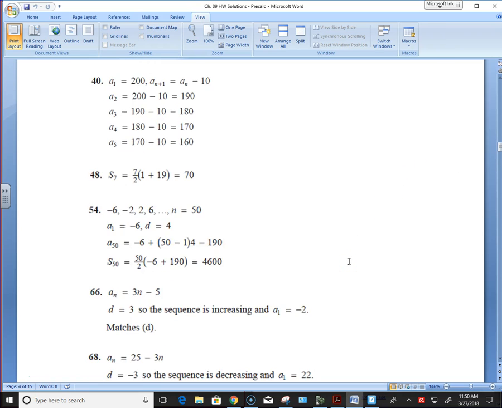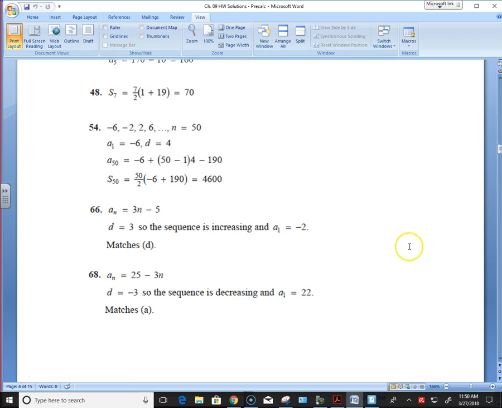Number 54 was arithmetic. Common difference was +4 because you're adding 4. Using the first term and the common difference, whoa, whoa, whoa, n was 50. How are you guys supposed to figure out the last term for your partial sum? Because you need the first and the last. You don't want to add 4, add 4, add 4 49 times, right? So we needed the 50th term.